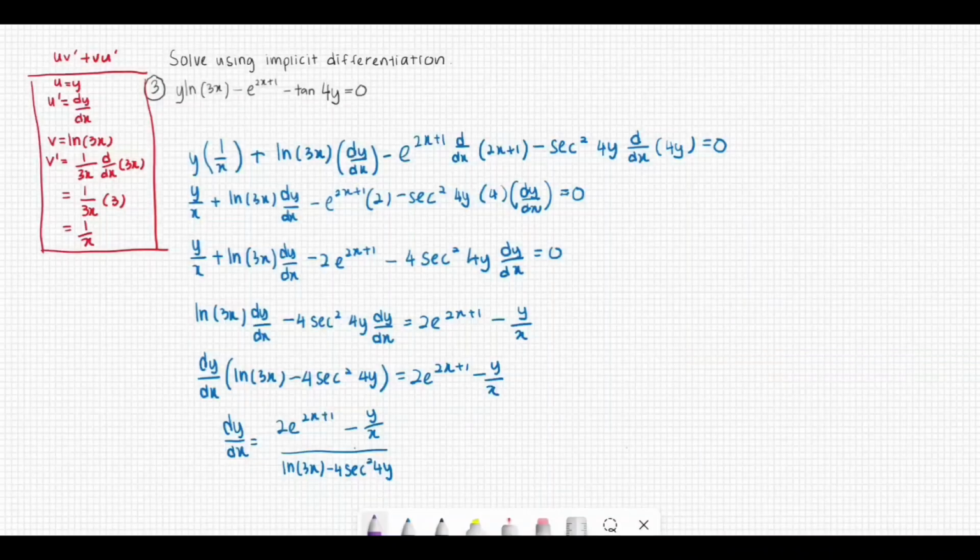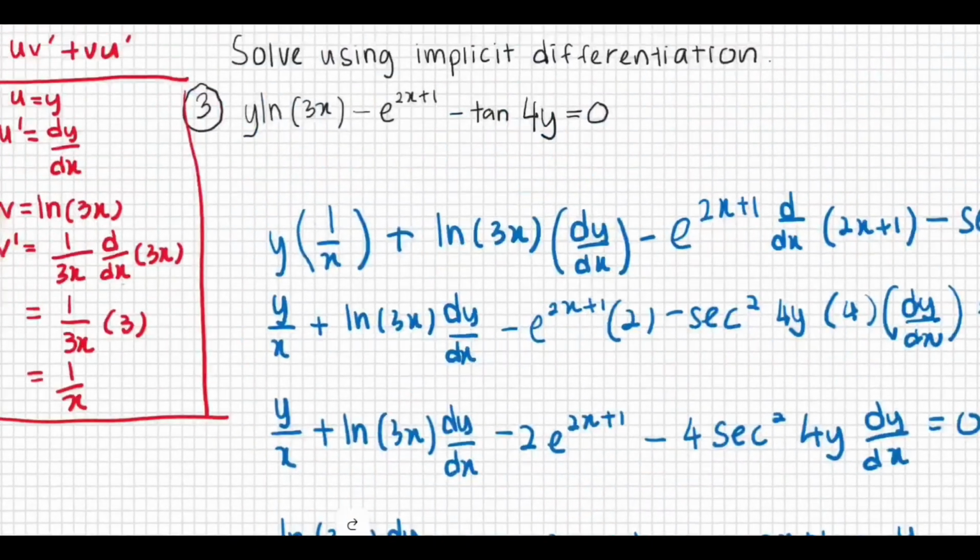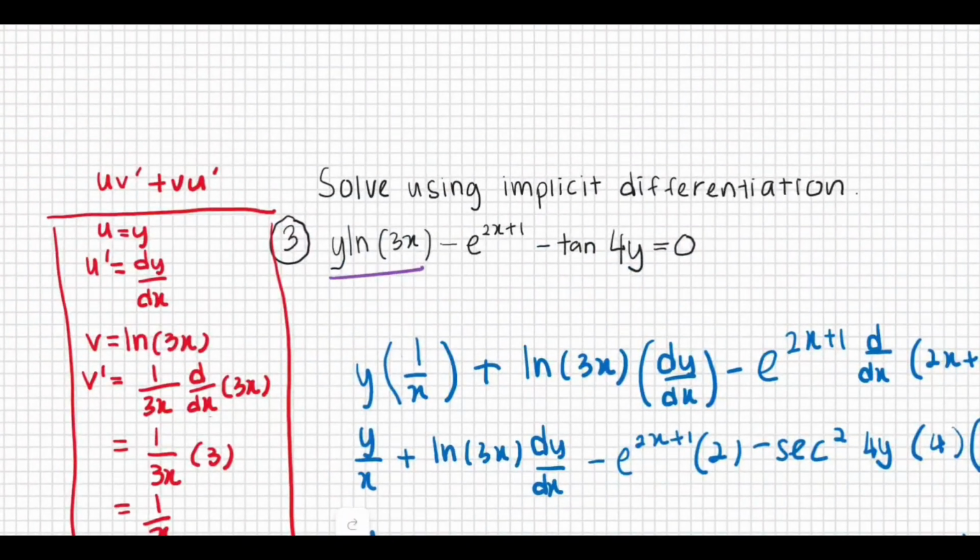For question 3, we were given y ln 3x minus e to the power of 2x plus 1 minus tan 4y equals 0, and we need to solve it using implicit differentiation. So, for the first part, we can apply the product rule. y is u, and ln 3x is v. So for u prime we get dy over dx, and for v prime we get 1 over x.